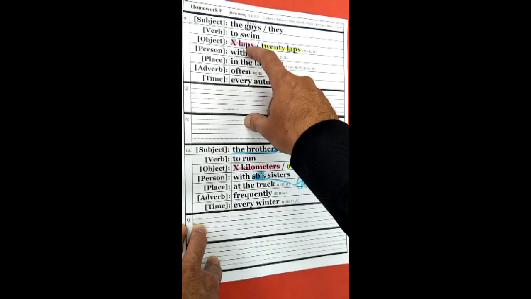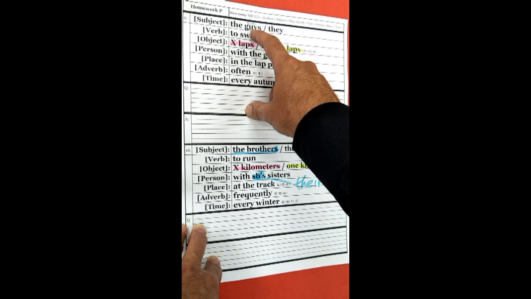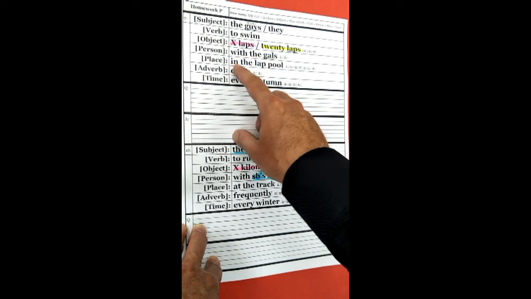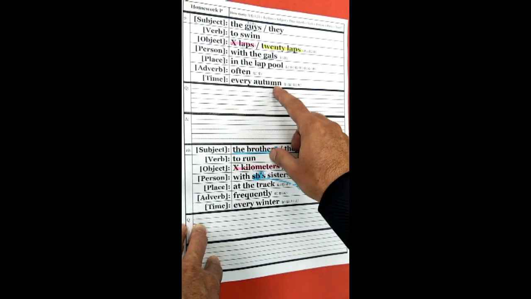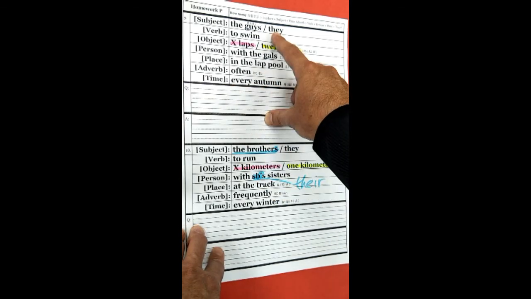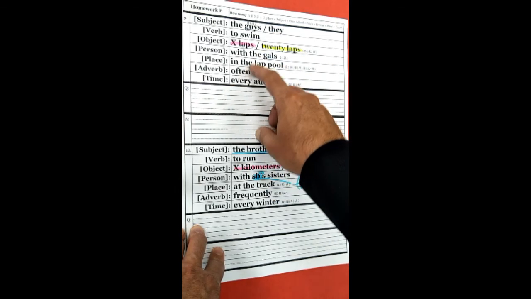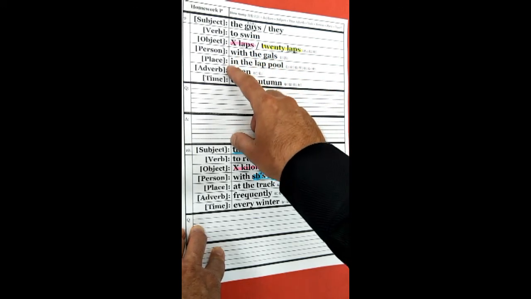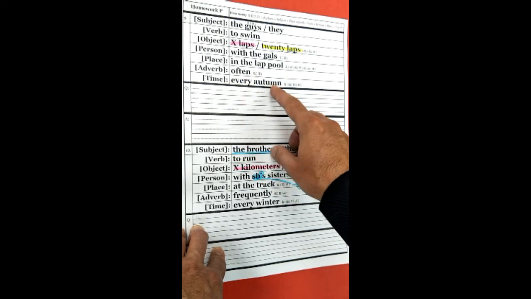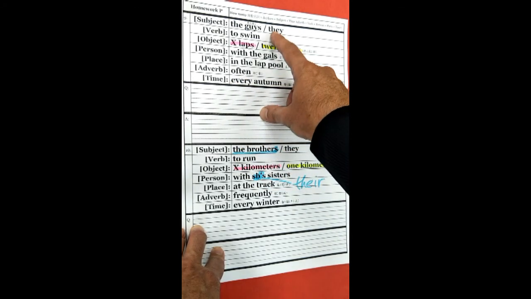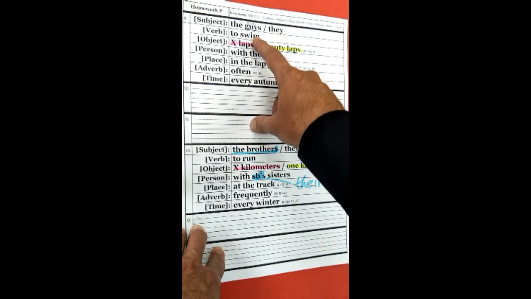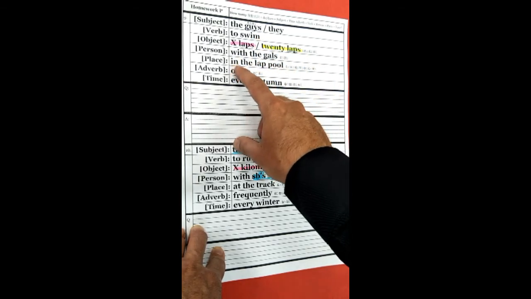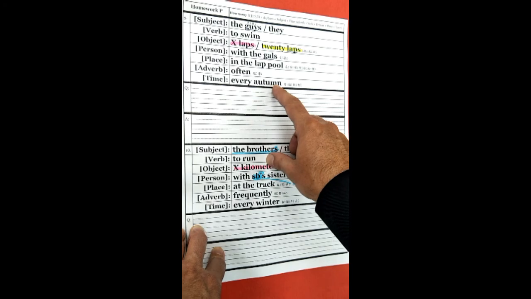How many laps do the guys often swim with the gals in the lap pool every autumn? They often swim 20 laps with the gals in the lap pool every autumn.